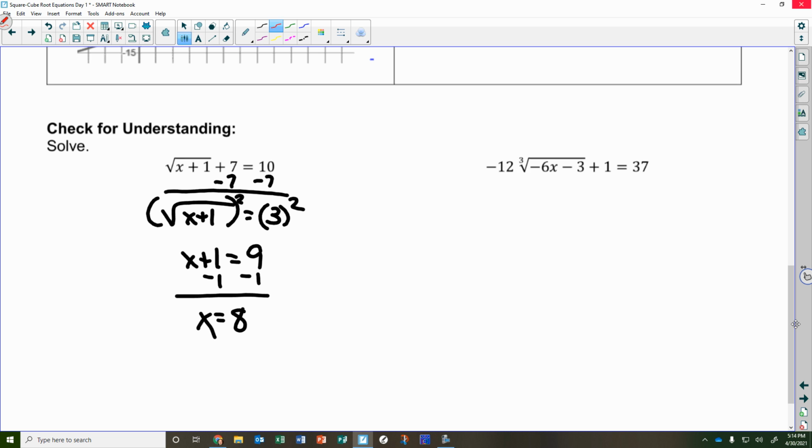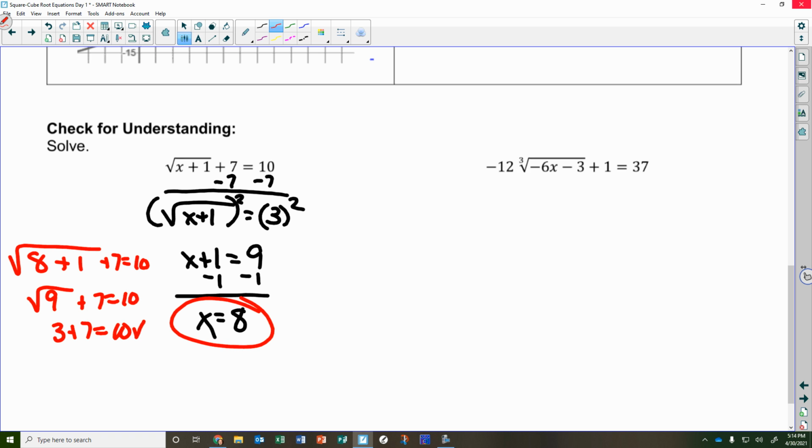And just like any equation, you can plug it back in and check it. So if I plug an 8 in for x, well, 8 plus 1 is the square root of 9. And the square root of 9 is 3. 3 plus 7 is 10. We got our right answer.